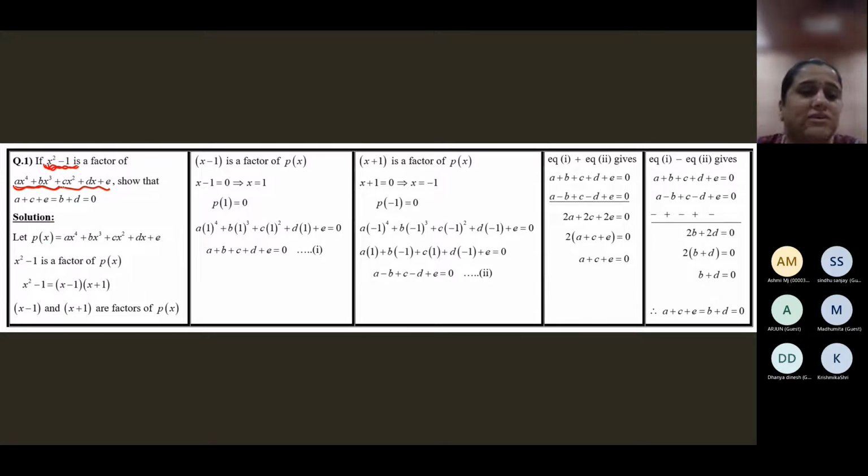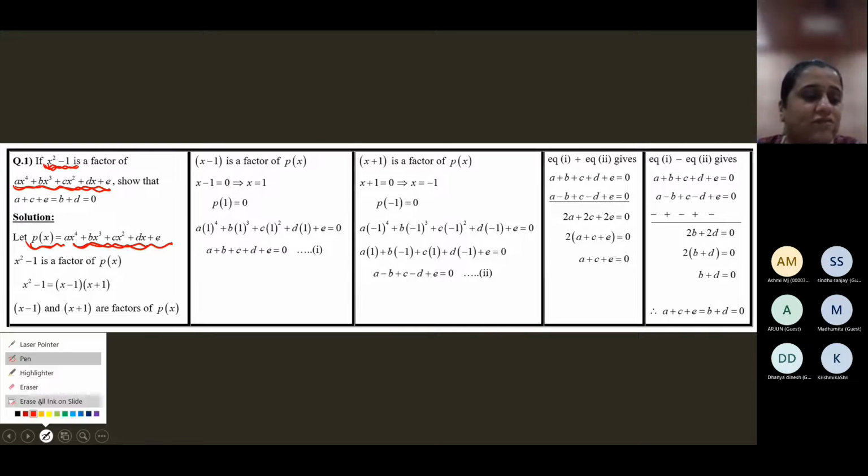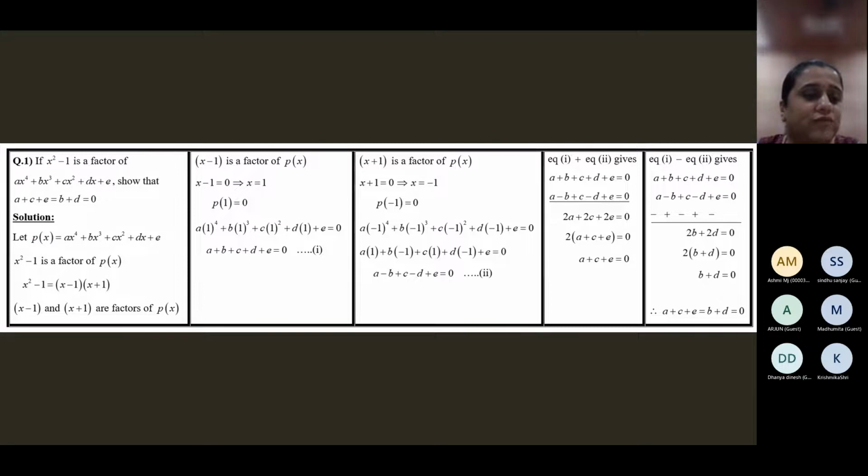So the polynomial given does not have a name. So let's name it. Let P of x be the given polynomial. Now what is given? x square minus 1 is a factor of P of x. That's what is given to you. But x square minus 1 is quadratic, so we'll have to find its linear factors by factorizing it.